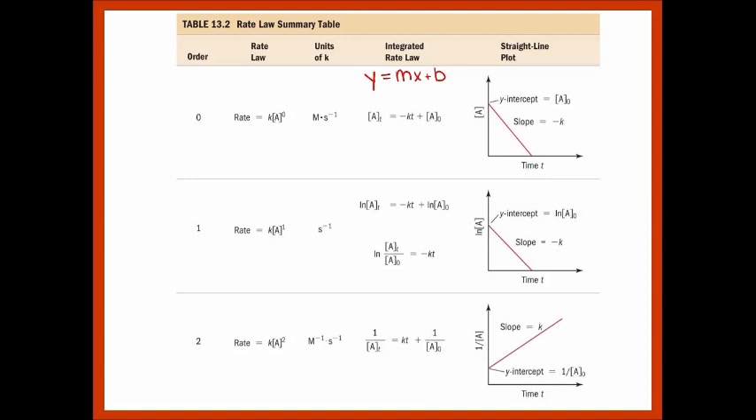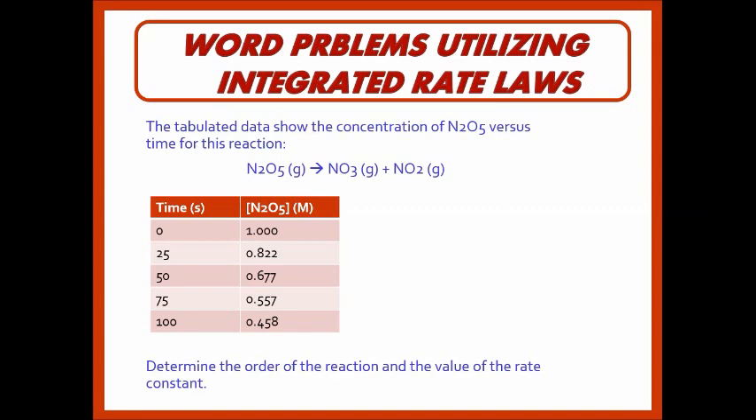So now let's actually practice plugging values into these integrated rate laws. So for example, in this problem, we're given the tabulated data that shows the concentration of N2O5 versus the time of the reaction. We're supposed to determine the order of the reaction and the value of the rate constant K. And so because we're given these two pieces of data, we can figure out the order of the reaction, remember, from graphing 0, first, and second order plots.